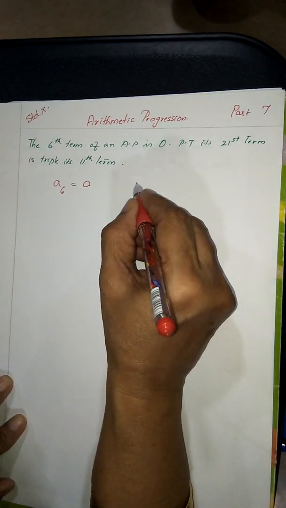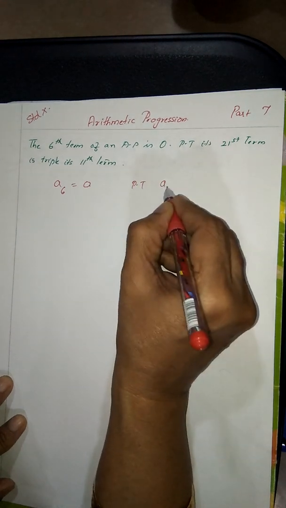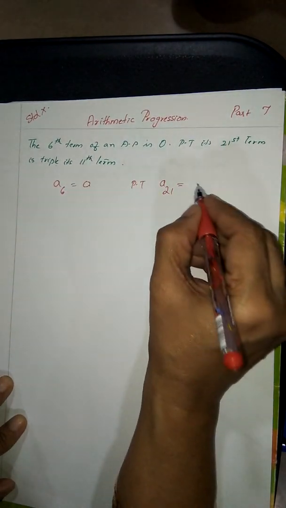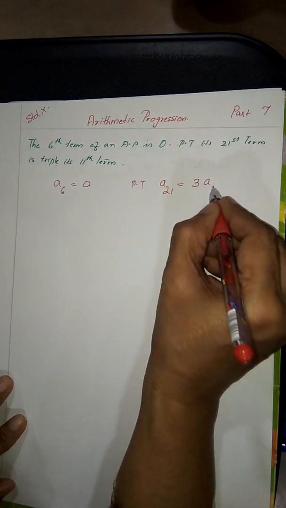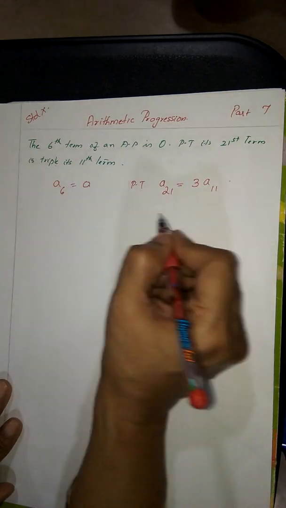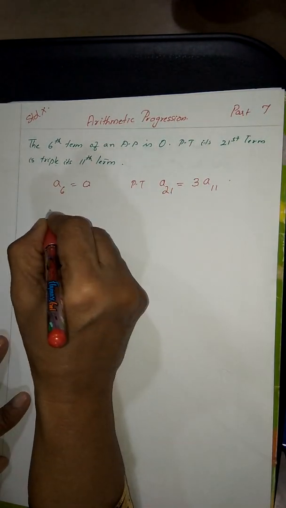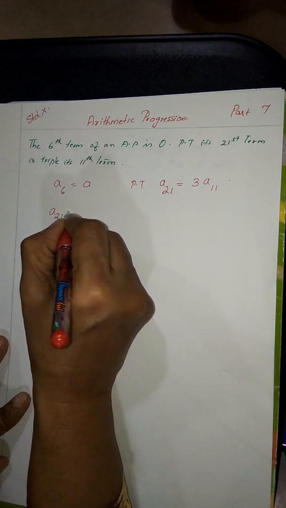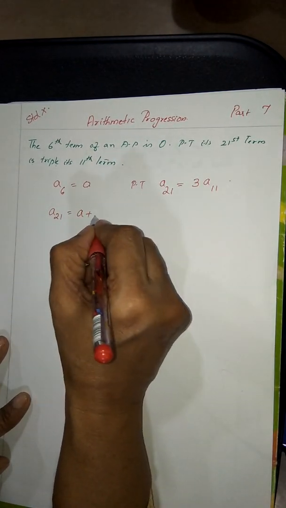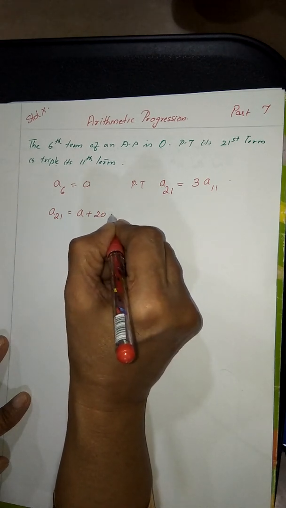Now we have to prove the 21st term. So you have to prove A21 is equal to triple its 11th term, so thrice A11. Now we'll start with the LHS. A21 is equal to A plus 20D.